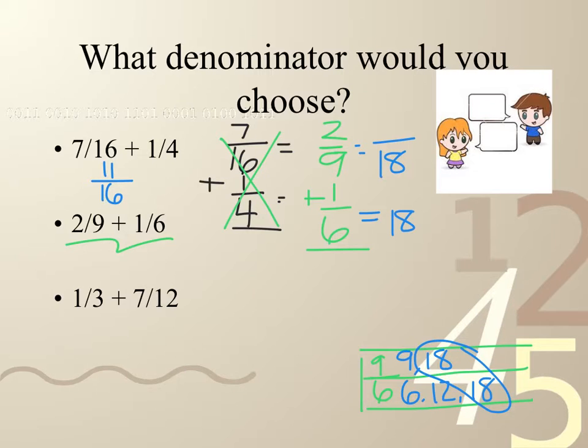What did we multiply 9 by to get 18? The answer to that is 2, so I will multiply the top by 2 where we get 4. What did we multiply 6 by to get 18? That was 3, so we do the same thing to the top, and 1 times 3 is 3. Now when we add 4/18 plus 3/18, we get 7/18. 2/9 plus 1/6 is 7/18.